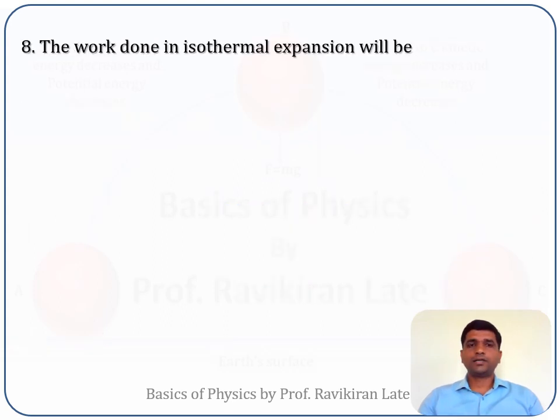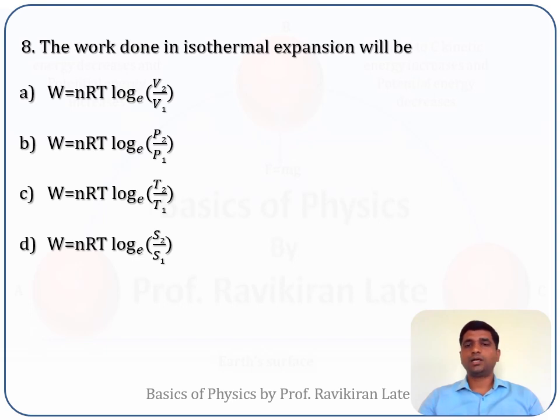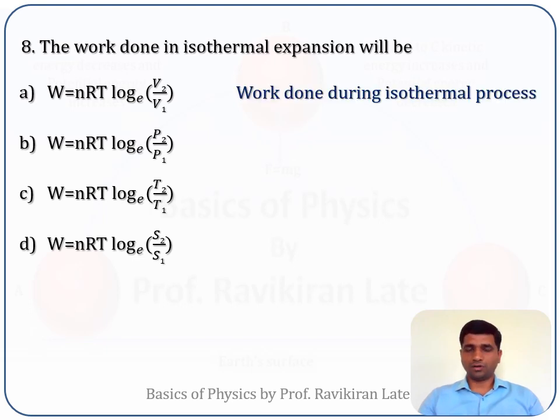Question number 8: the work done in isothermal expansion will be, first option, second option, third option and fourth option are given over here. All of us know that the work done during an isothermal process is given by the formula W is equal to nRT times the natural logarithm of final volume to the initial volume. So in this case the correct answer for this question is option number A.